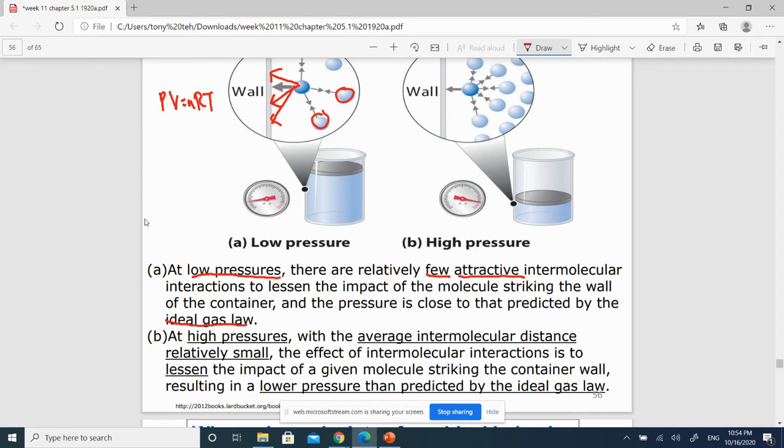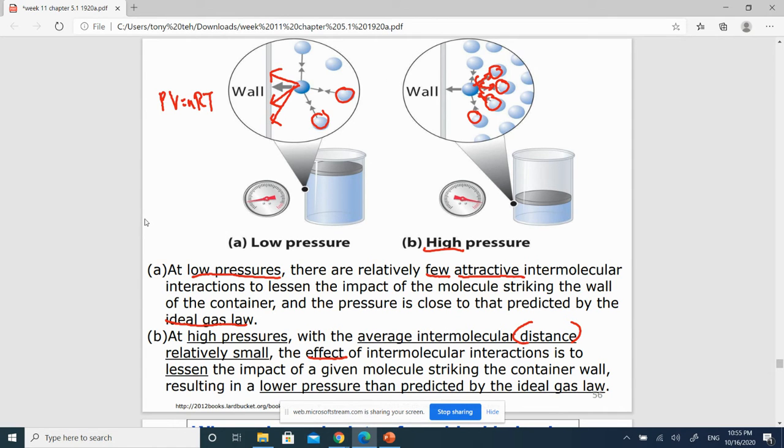However, at high pressure, the average intermolecular distance is relatively small. So the effect of the intermolecular interactions is to lessen the impact of a given molecule striking the container wall, resulting in a lower pressure than predicted by the ideal gas law. For example, maybe it can hit three times if it is at low pressure, but because it is at high pressure, other molecules are close to it, thus there are intermolecular forces which cannot be ignored. So it maybe can hit the wall only twice. That's why we say that it becomes lower pressure than predicted.